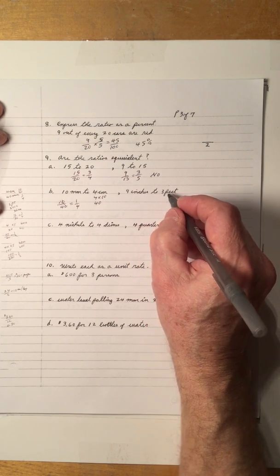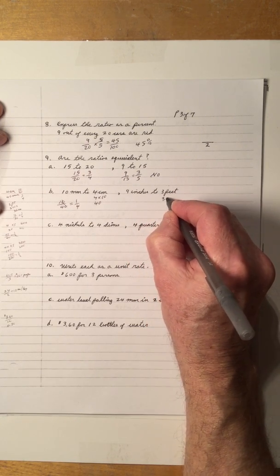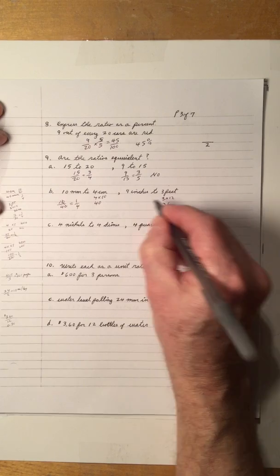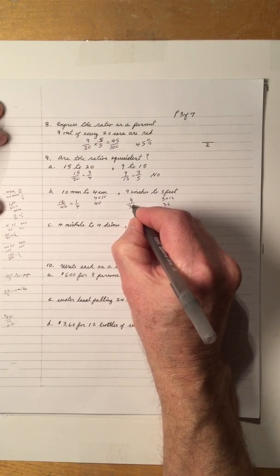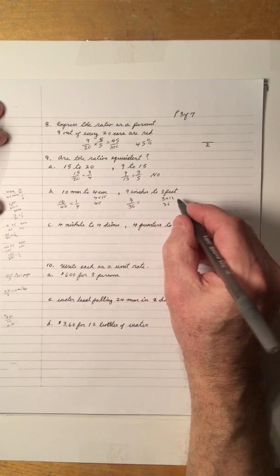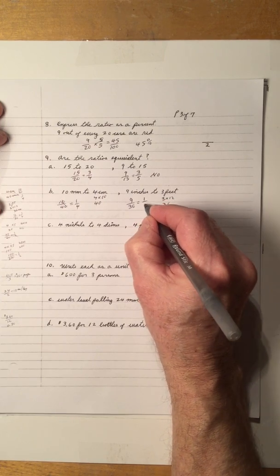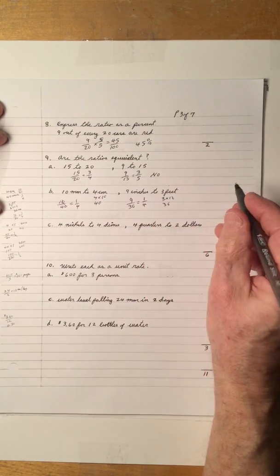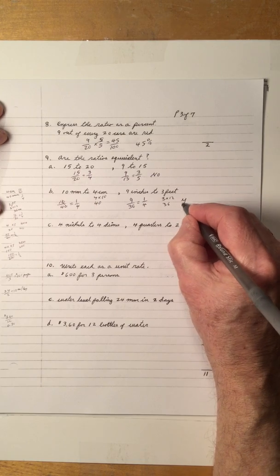9 inches to 3 feet. Every foot has 12 inches, so 3 feet is 36. So that's 9 over 36, the ratio. And 9 into 9 goes once, 9 into 36 goes 4, so 1/4. Yes, they are equivalent.